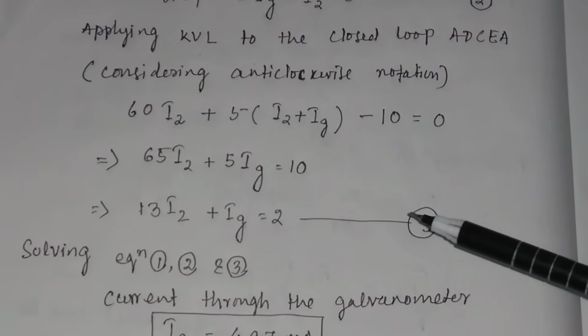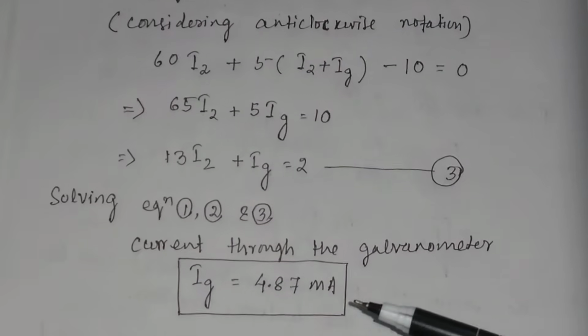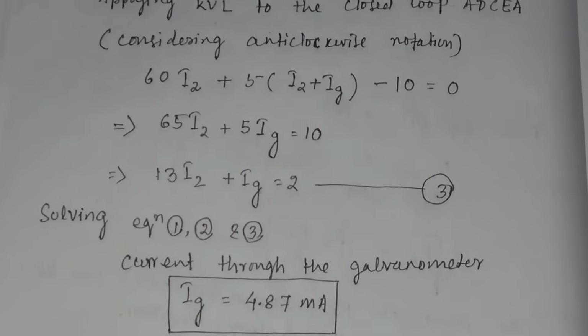So if you solve these three equations, then you will get Ig equal to 4.87 milliampere.